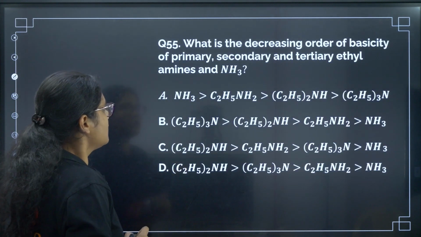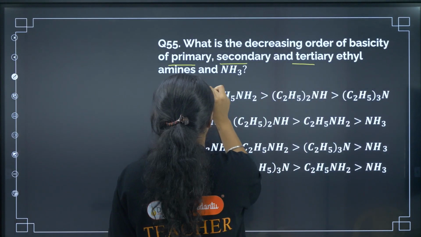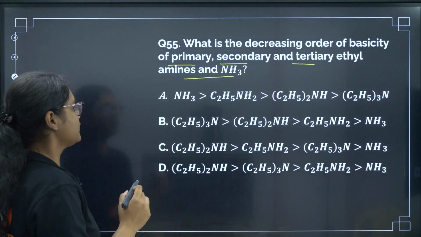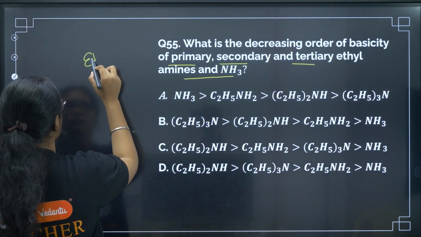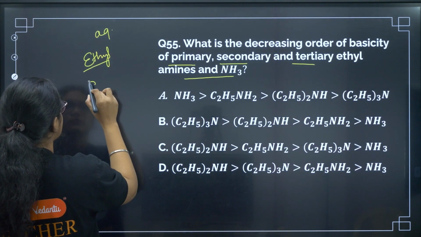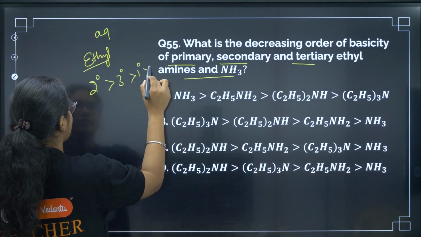Next, what is the decreasing order of basicity of primary, secondary and tertiary amines and ammonia? This is a very important topic. You should remember it for the ethyl group. In aqueous medium, the order is 2 degree, 3 degree, then 1 degree, and then ammonia.